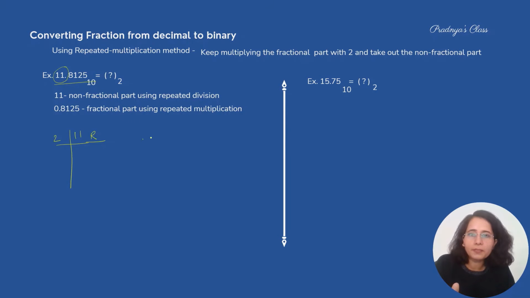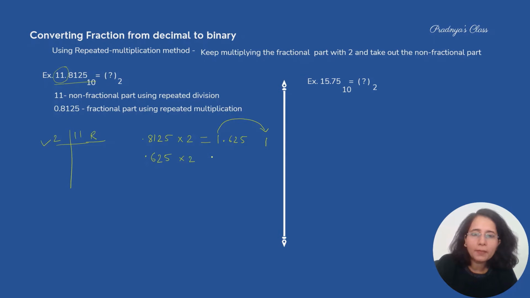Let's take the fractional part, that is 0.8125. For the non-fractional part we were repeatedly dividing by 2. Here we have to repeatedly multiply by 2. It is just the opposite of that. Calculate along with me. We multiply 2 to this number, so we get 1.625. Out of this number we have to remove the non-fractional part, so I am going to remove the 1 from it. The remaining number, again, I take that 0.625.